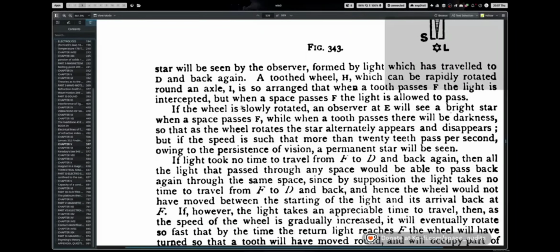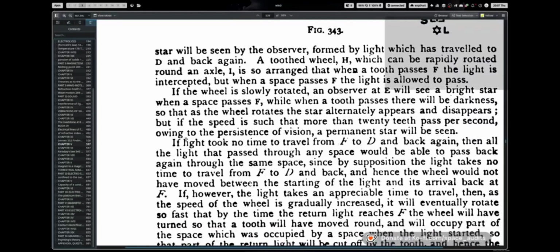All right, if the wheel is slowly rotated, the observer at E will see a bright star when a space passes F, while when a tooth passes, there will be darkness, so that as the wheel rotates, the star alternately appears and then disappears. But if the speed were more than 20 teeth per second, owing to the persistence of vision, a permanent star would be seen.